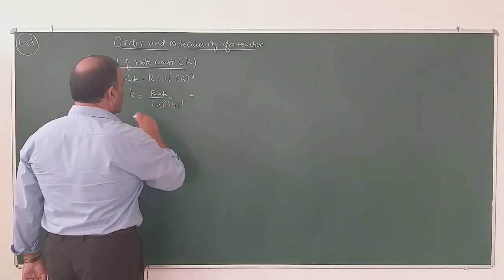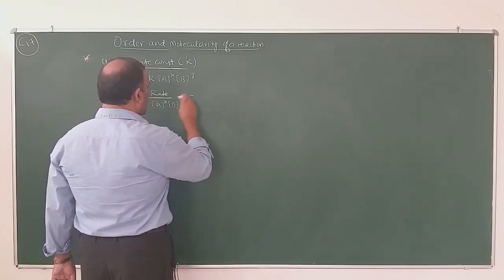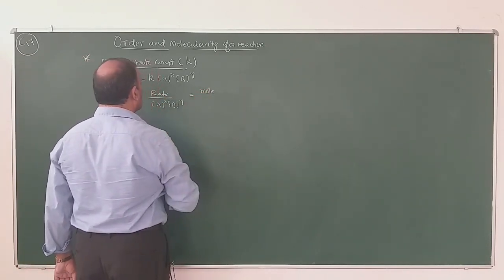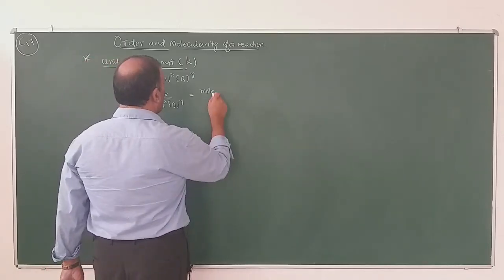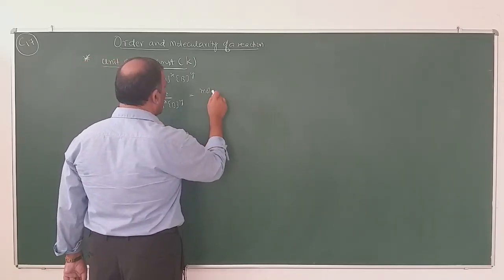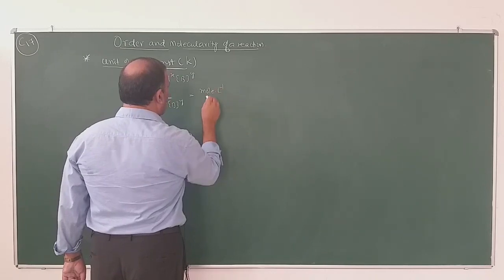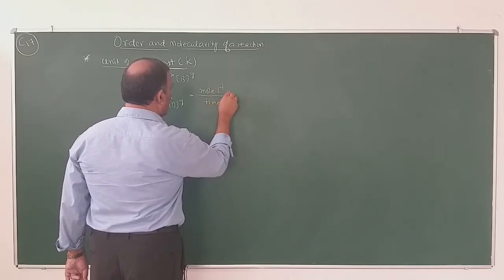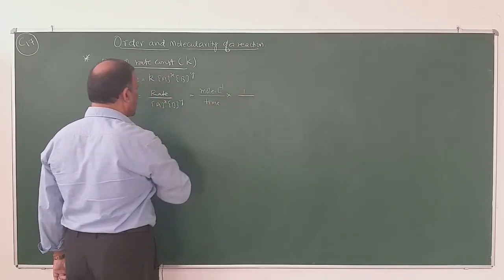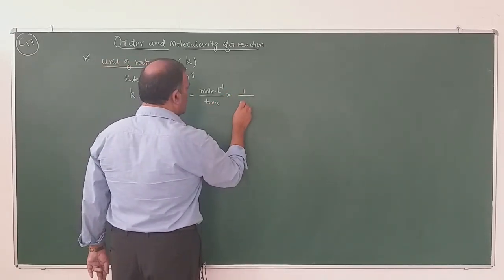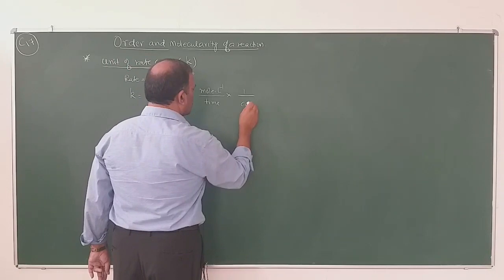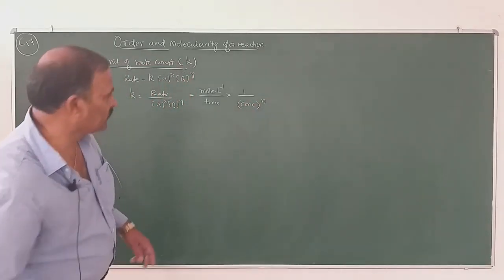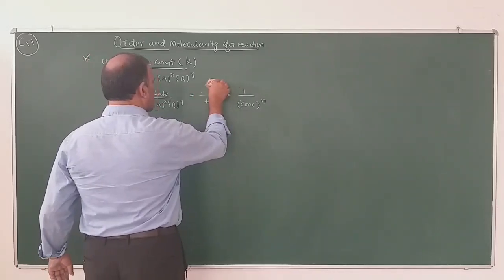What is the unit of rate? Unit of rate is equal to mole per liter divided by time. Mole liter minus 1 divided by time into 1 over, what is this one? Concentration term. This is concentration to the power of n. So I can write like this.